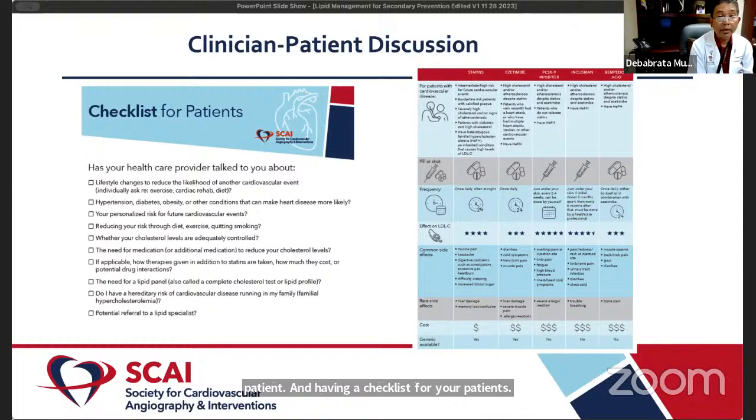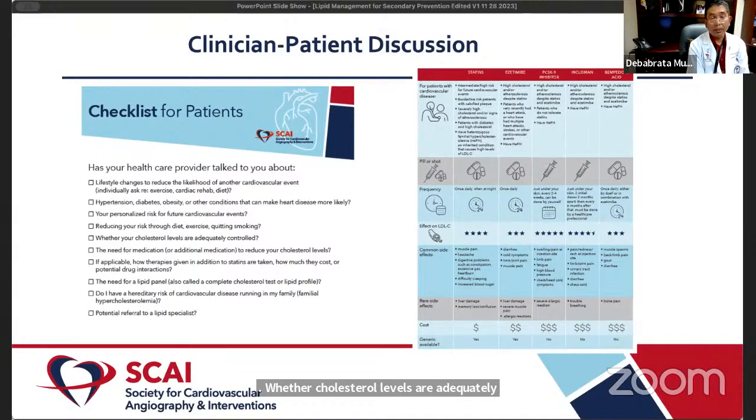As your healthcare provider, talk to you about lifestyle changes, which are key. Exercise, cardiac rehab in appropriate patients after an MI or after revascularization, diet. Are they treating your risk factors? Hypertension, diabetes, obesity, other conditions. Has somebody mentioned to the patient their personalized risk using a CVD risk calculator, reducing risk through diet, exercise, if they're smoking, quitting smoking, whether cholesterol levels are adequately controlled.